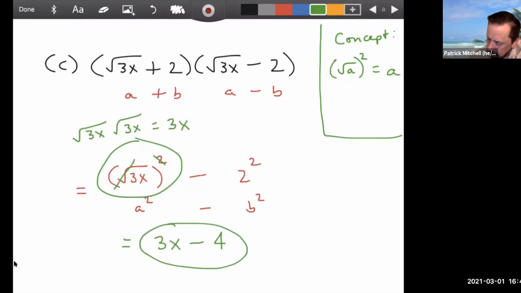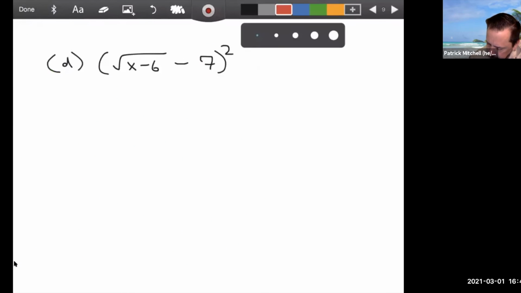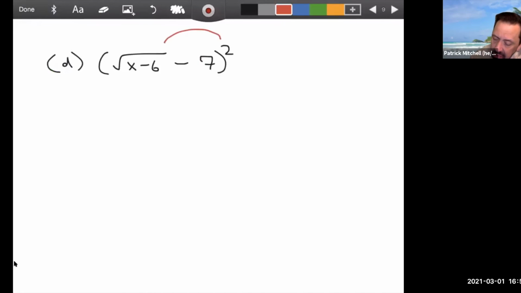All right, so here comes the last example for this section. We're going to find the square of the square root of x minus 6, subtract 7. All right, so I know, well, I shouldn't say I know. I suspect that you might want to kind of do a distributive thing where you square the square root and then square the 7. Unfortunately, that doesn't work. We can forget about that.